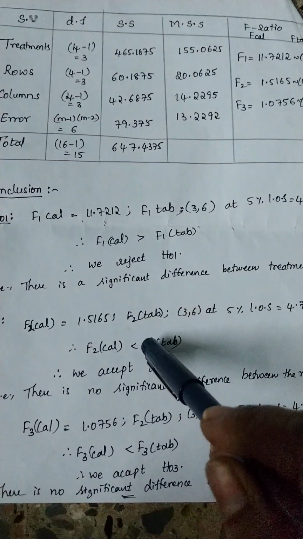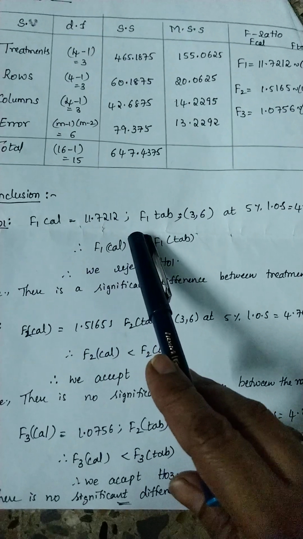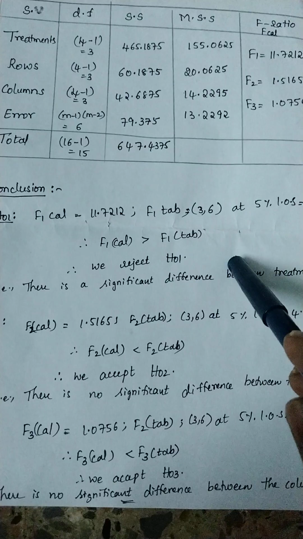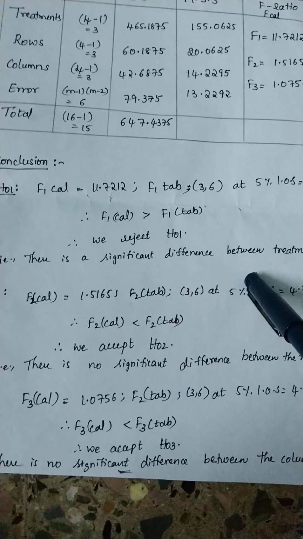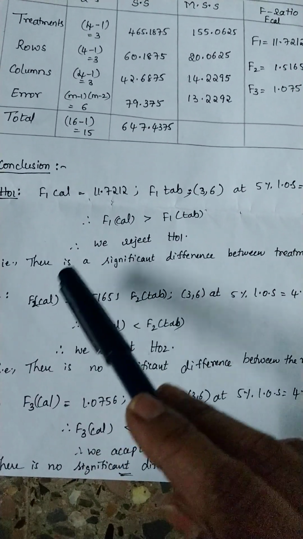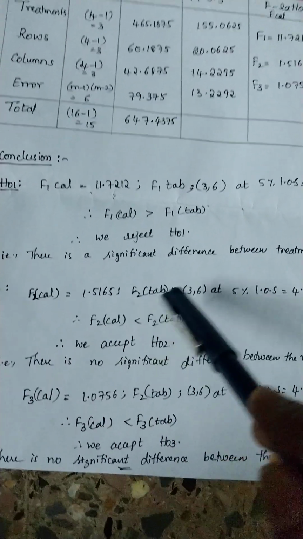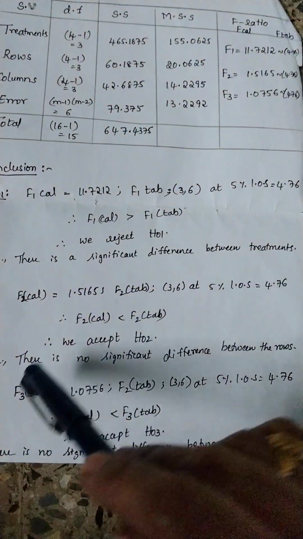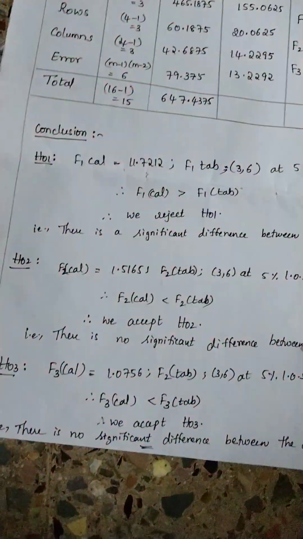Okay. Here the F1 calculated value is 11.7212, which is greater than 4.76. So we reject H0 1. That means there is a significant difference between the treatments, you are going to write. Here F2 calculated value, we got 1.5165, which is less than the table value, 4.76. So there is no significant difference between the rows. You are going to write.